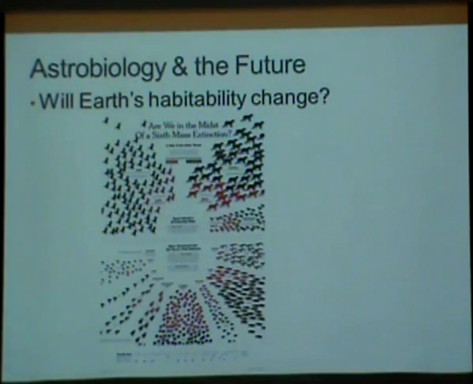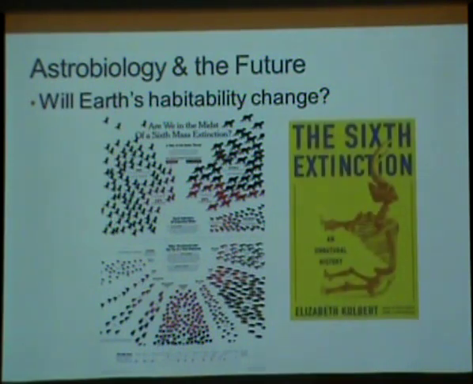There's thought that we're actually going through another extinction. So this would be the sixth mass extinction. The red indicates the species that are projected to be lost, so it's a sizable percentage of species that currently exist on Earth. In fact, there's a book that just came out about a month ago by Elizabeth Kolbert called The Sixth Extinction, where she explores this idea in more detail. So again, astrobiology can provide a context for trying to understand habitability and how it changes.